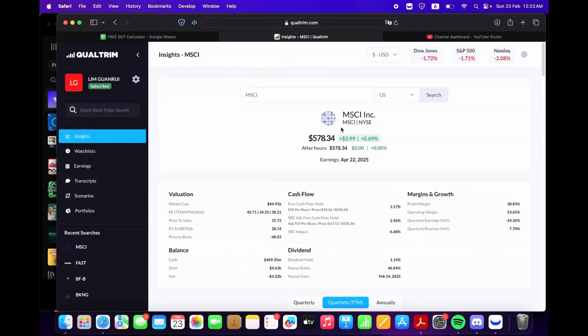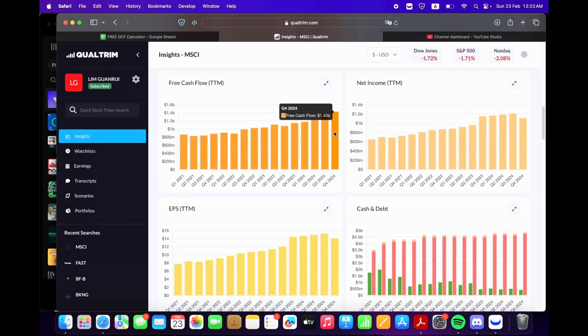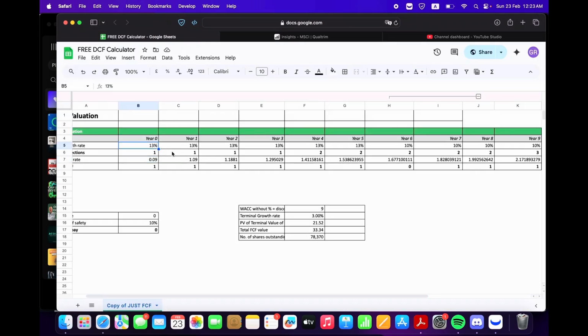Okay, so let's try and value this company over here. This company is MSCI. This company is one of the highly predictable indices in the world. You see MSCI Global Index and all that. So for example, over here, MSCI has around 1.43 billion worth of free cash flow in the past 12 months. So let's put 1.43 billion, it'll be something like this.